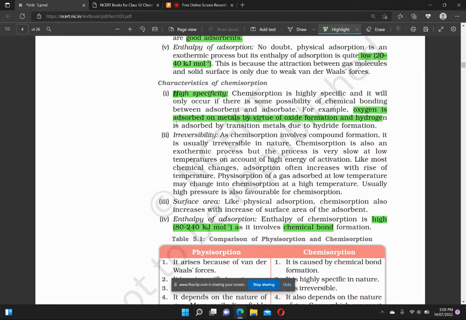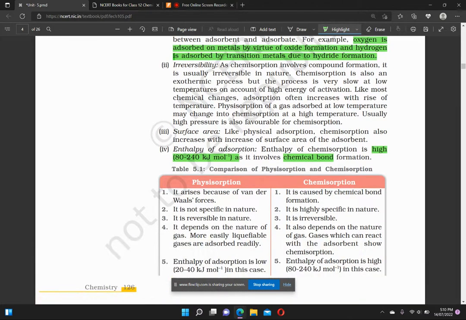Okay, that time you need to understand. So just underline this thing. Oxygen is adsorbed on metals by virtue of oxide formation, and hydrogen is adsorbed by transition metals due to hydride formation. There is a difference between metals and transition metals: oxide formation, hydride formation, because of adsorbed on metals and transition metals.